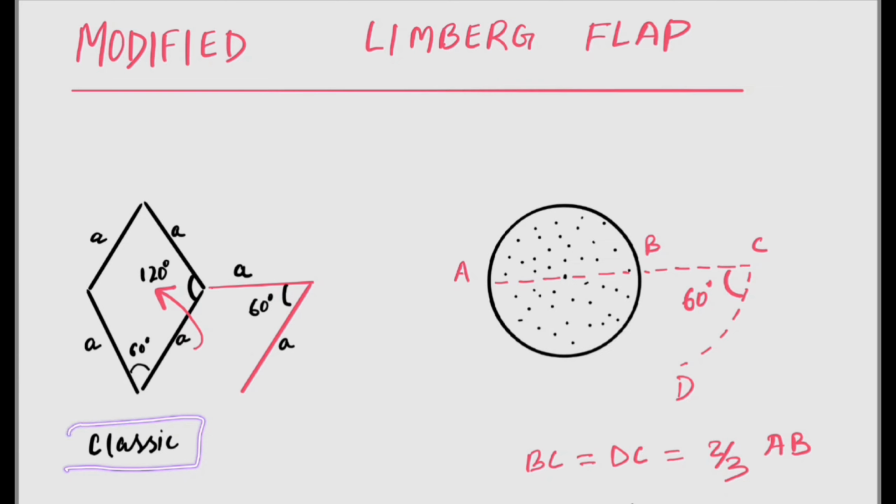In the classic Limberg flap, which was mostly done for the pilonidal sinus, we had discarded this rhomboid tissue. This rhomboid tissue has an angle of 60 degrees at the corners and an angle of 120 degrees at the center. Now we had raised this flap, which was equal in dimension to that of the edges of the rhomboid, and we moved and covered this defect.